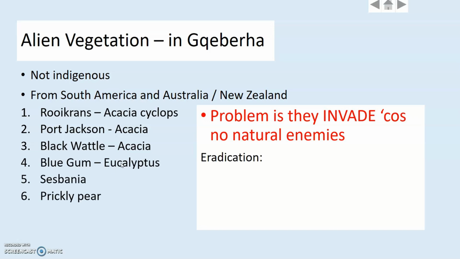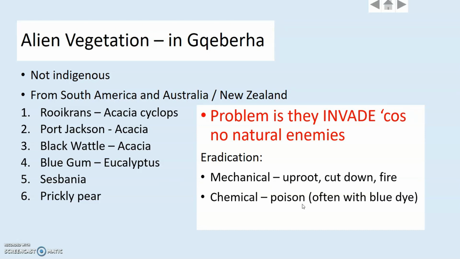So how do we get rid of these? Well, mechanically you can uproot them, cut them down, burn them with a fire, or chemically you can poison them. Often they put a blue dye in it so they can see which trees they have poisoned, and sometimes they cut them first and then poison the stumps. And then there's biological control, introducing a natural enemy.